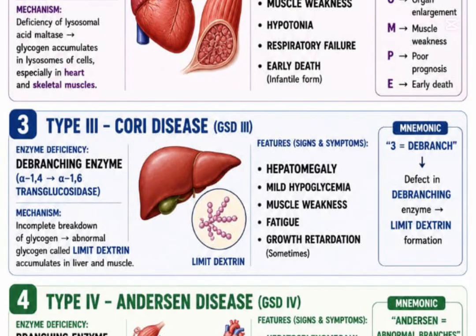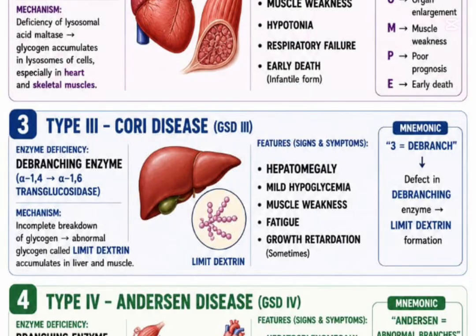And when there's accumulation of glycogen in limit dextrin, what happens? It will accumulate in the liver, causing what? Hepatomegaly. It will cause mild hypoglycemia. It will cause muscle weakness. It will cause fatigue. It will cause growth retardation. Are you getting me?